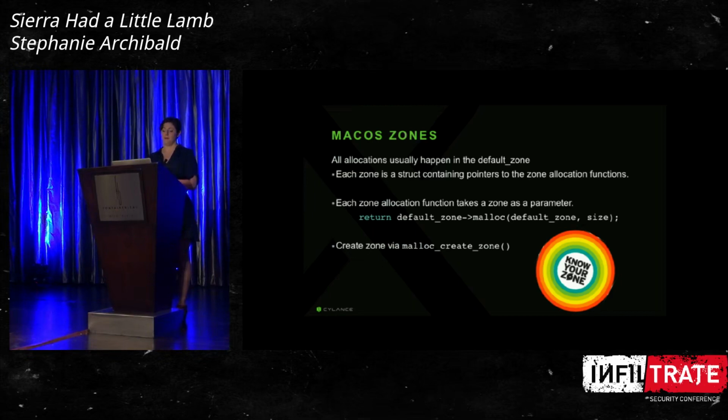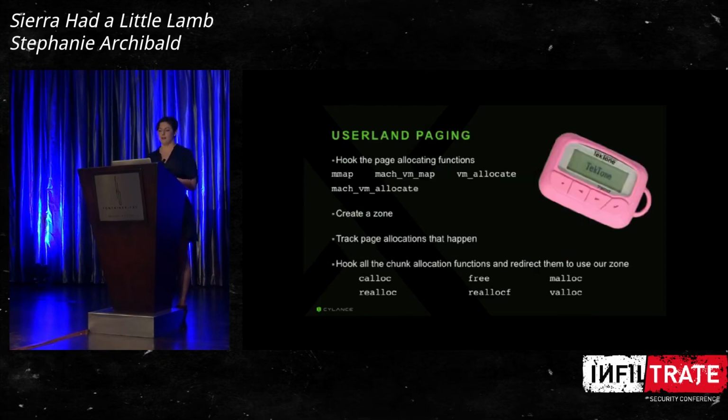You can create your own zone via malloc_create_zone, which is really useful because then in our hooked functions we can pretty much just hook all of the page allocation functions, so we know those are whole pages, so we can sort of copy those in and out at will. Create a zone, and then any of the pages that get allocated for that zone will automatically be added to our copy in, copy out structs that we have already set up.